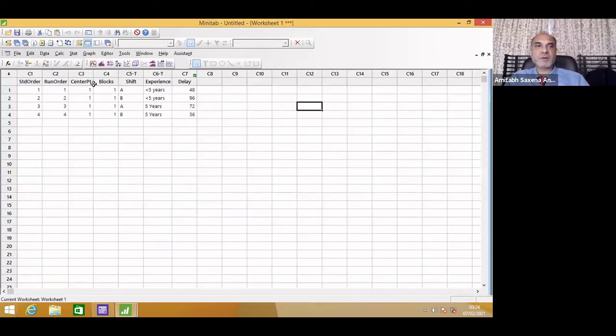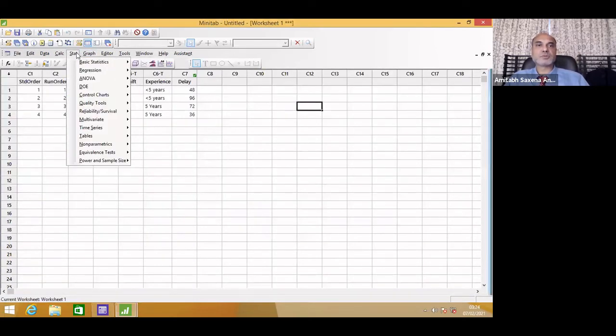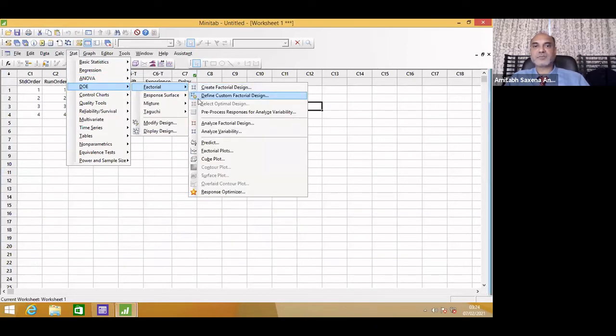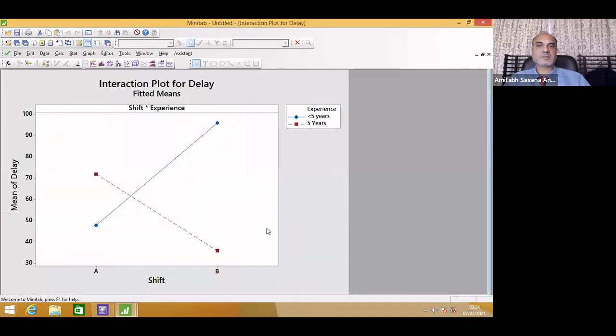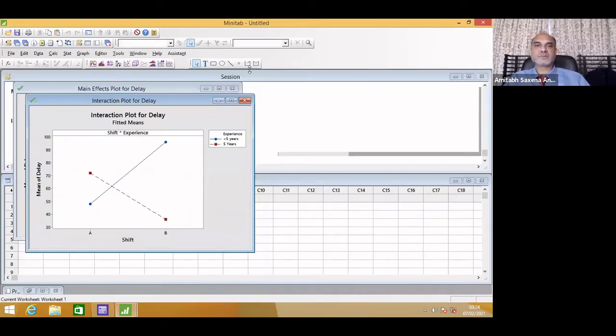And once that is done, I will now create the factorial plots. So go to Stat, DOE, Factorial, and Factorial plots. Now we go to Factorial plots, and I want to plot the delay against shift and experience. Automatically, Minitab has recognized that, and it has put it in that box. And now we have got two graphs. What are the two graphs?